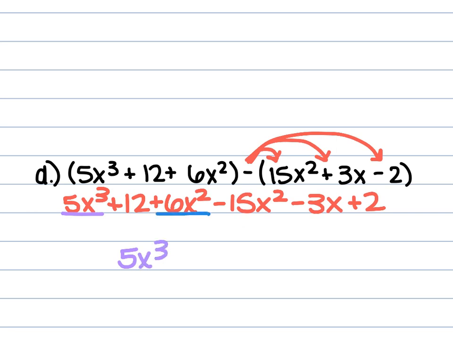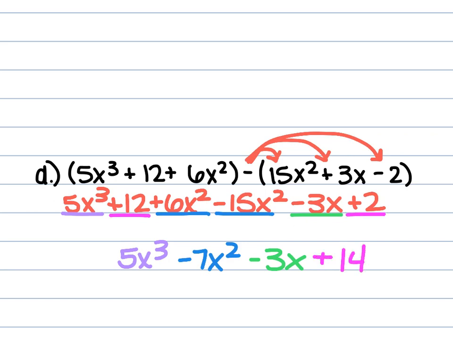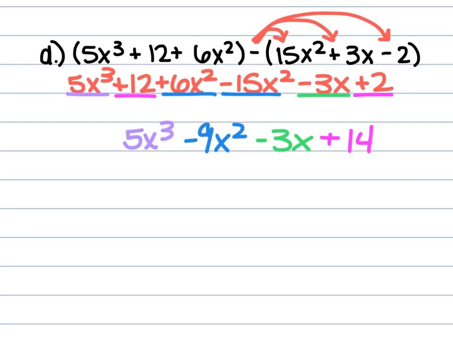Next, you have the x squared, so 6x squared minus 15x squared is going to give us negative 7x squared. Next, we have the negative 3x, which doesn't match up with another x, so we're going to drop that down. And lastly, the 12 plus 2, which is 14. Oh, I'm sorry. This is a 9, not a 7. So we have 5x cubed minus 9x squared minus 3x plus 14.